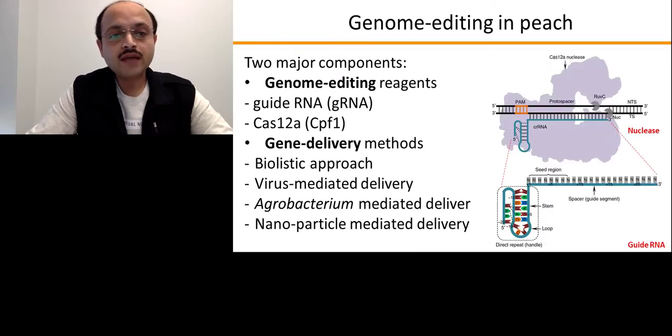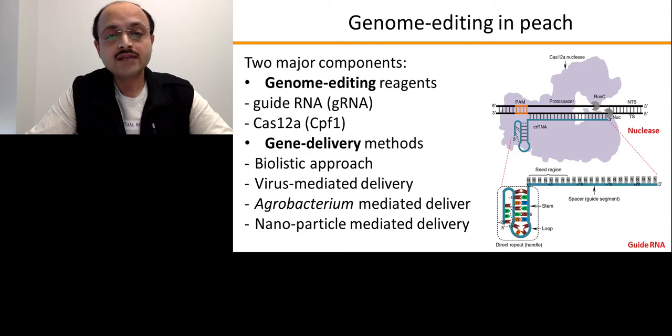Genome editing is based on two components. One component is the genome editor, or the enzyme, that has no specificity, and the other component is the guide RNA, which directs this enzyme to a particular site in the genome. There are multiple genome editors known right now, known as CRISPR-associated proteins or Cas proteins, and they have different attributes. For the peach application, we chose an enzyme called Cas12a or CPF1.